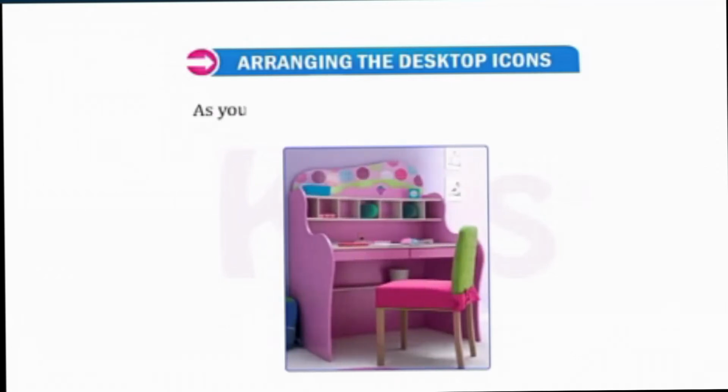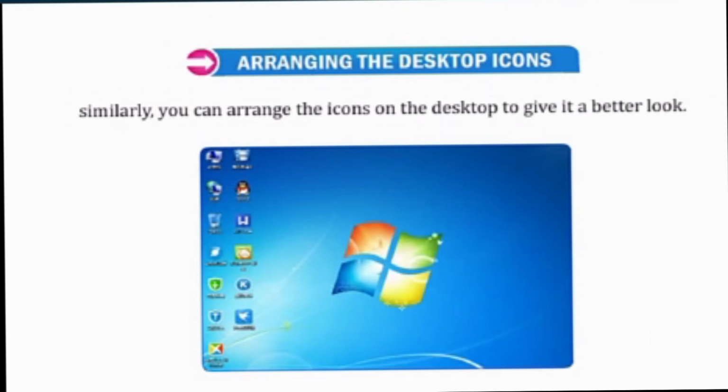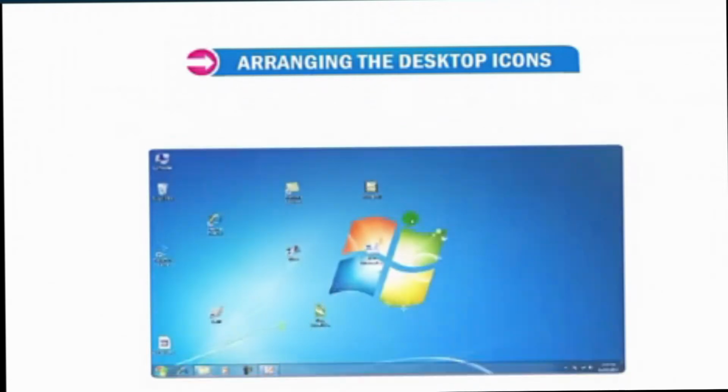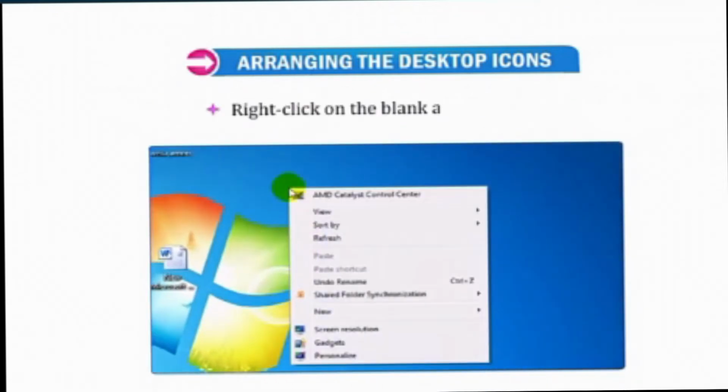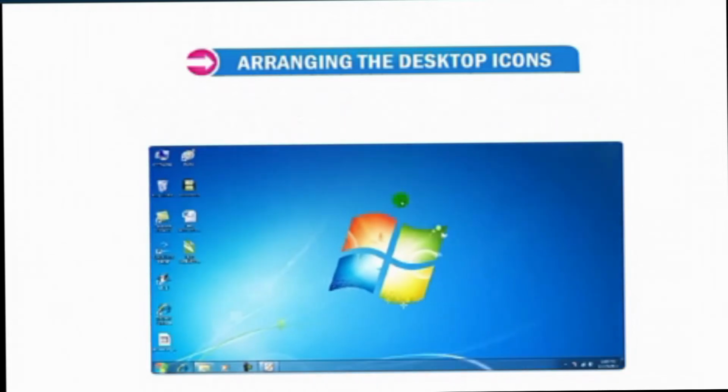Let us learn how to arrange the desktop icons. As you arrange your study desk to make it tidy, similarly, you can arrange the icons on the desktop to give it a better look. Right-click on the blank area of the desktop. You will find a list of options. Select the View option. Click on the Auto Arrange Icons option from the sub-menu. Observe the changes.